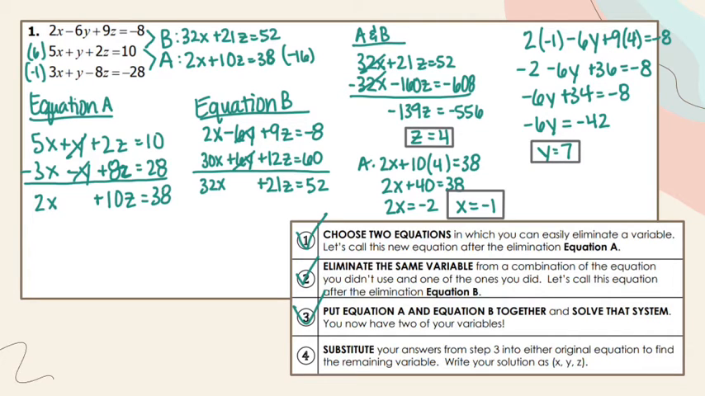So when we write our final answer, it's an ordered pair, but it has 3 different values in it. And you put them in order x, y, z. So x is negative 1, y is 7, z is 4. So this is our actual answer in its correct form.